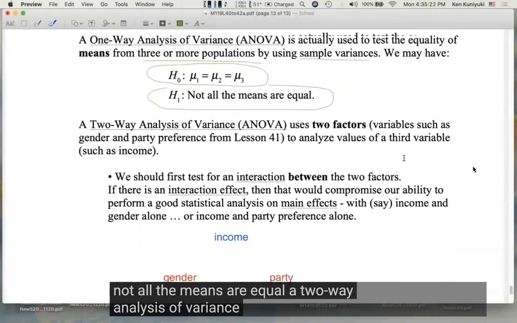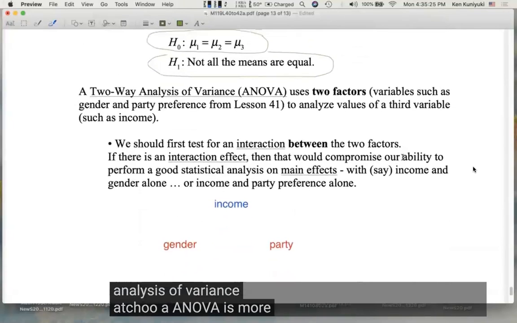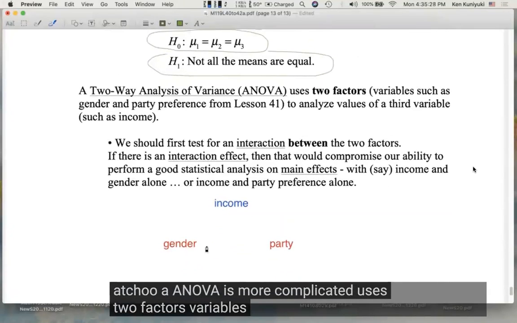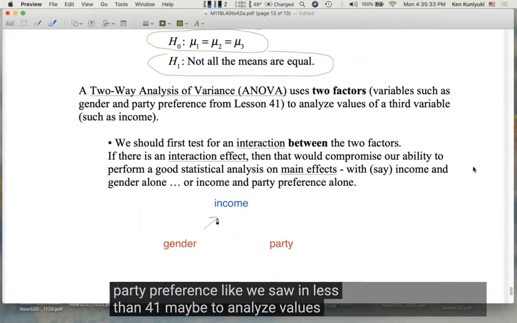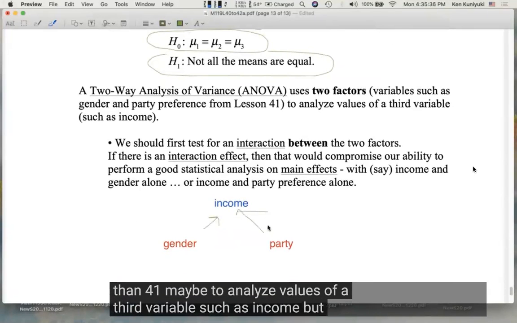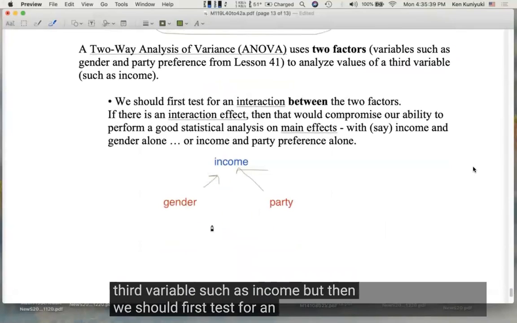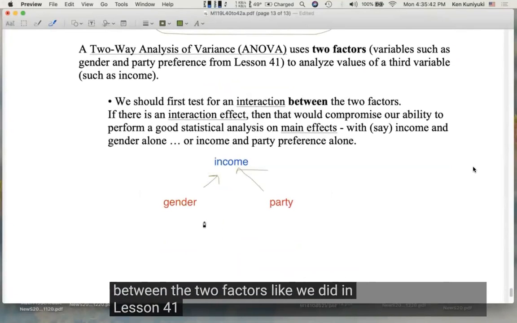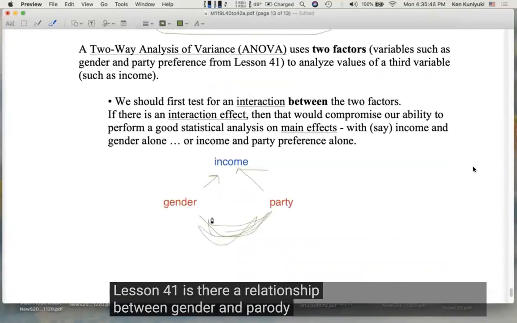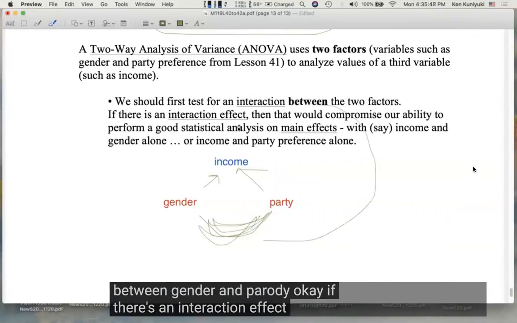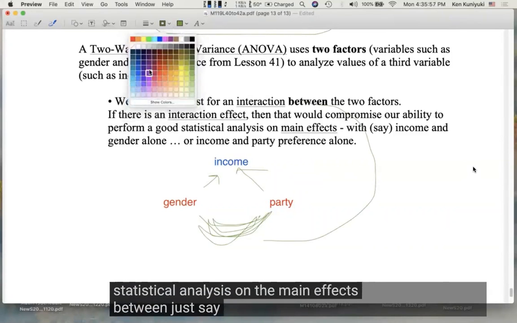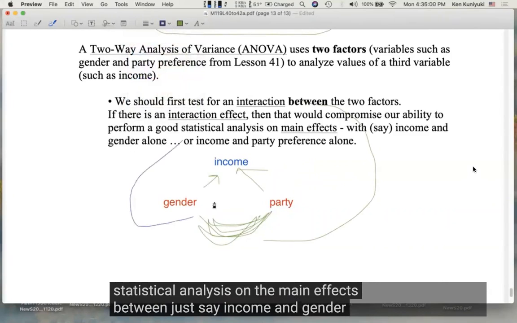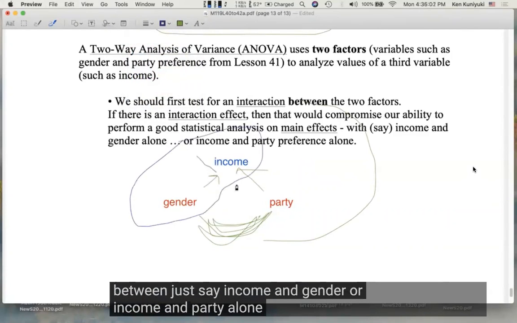A two-way analysis of variance, a two-way ANOVA, is more complicated. It uses 2 factors, variables such as gender and party preference, like we saw in lesson 41, maybe to analyze values of a 3rd variable, such as income. But then we should first test for an interaction between the 2 factors, like we did in lesson 41. Is there a relationship between gender and party? If there's an interaction effect, if there's a dependence there, then that would compromise our ability to perform a good statistical analysis on the main effects between just, say, income and gender, or income and party alone.